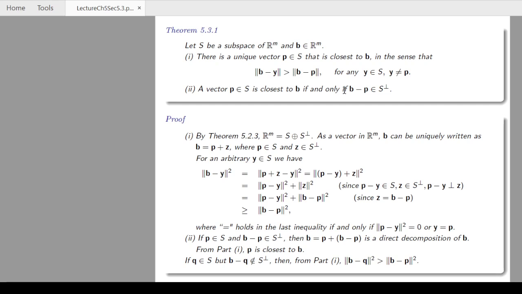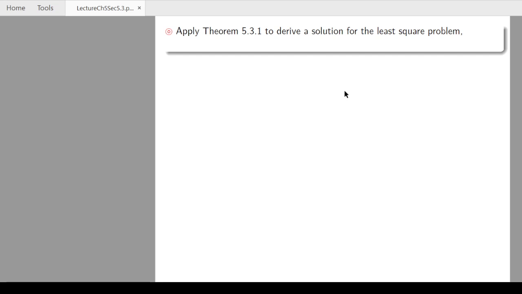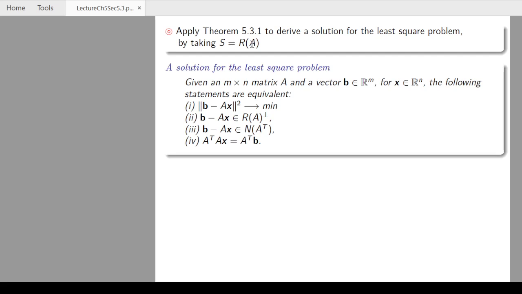What we're going to do next is apply this theorem to the least squares problem. How? In this case, we choose the subspace S equals Ra. And then from theorem 5.3.1, we get a solution for the least squares problem.